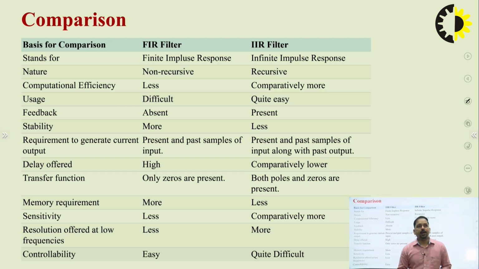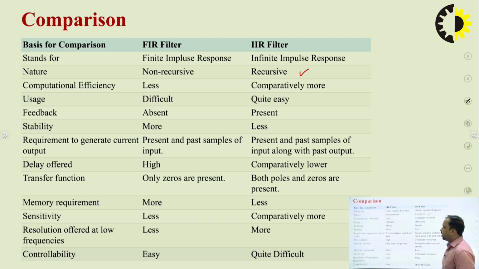So we have a small comparison over here. First of all, FIR is a finite impulse response, whereas IIR is an infinite impulse response. Regarding nature, we already talked about that FIR are non-recursive filters, whereas IIR systems are recursive. Computational efficiency: FIR has less computational efficiency as compared to the IIR system. Now the usage: IIR filters are quite easy to deploy, whereas FIR is a bit difficult.